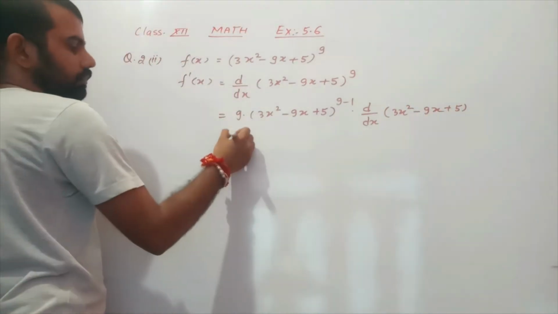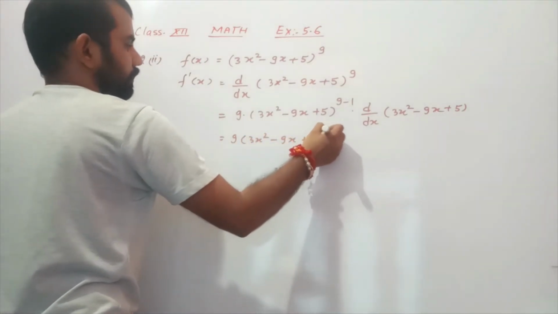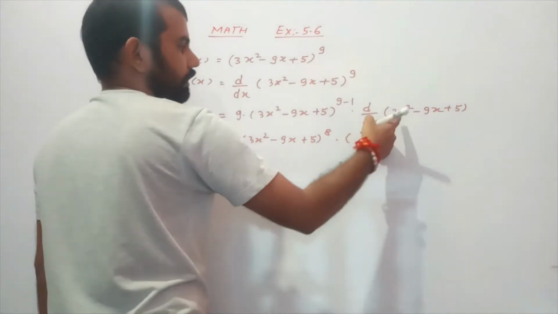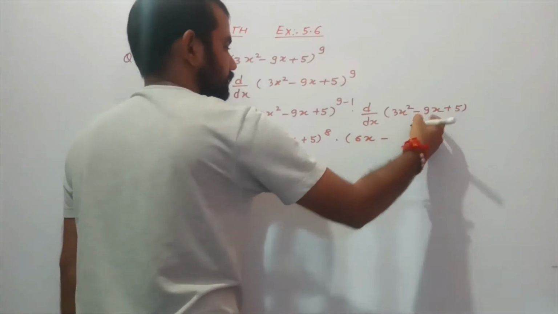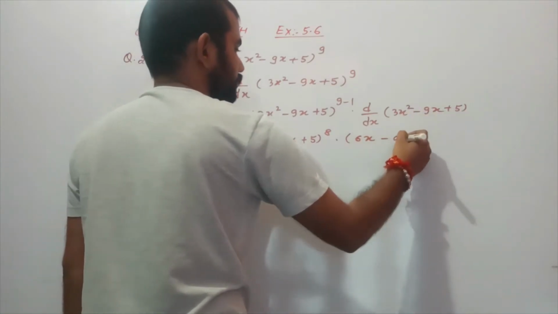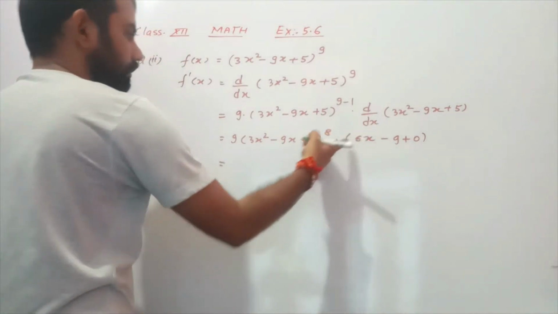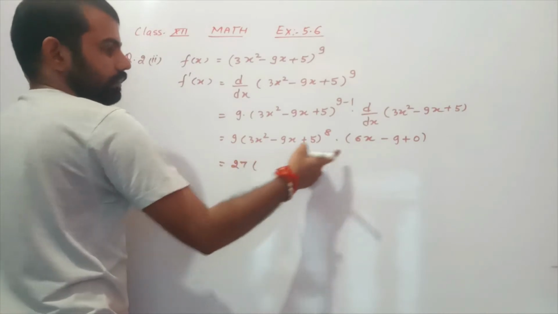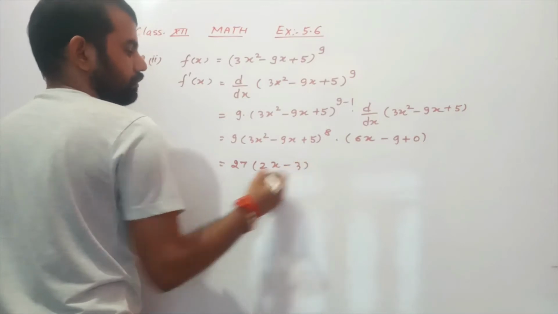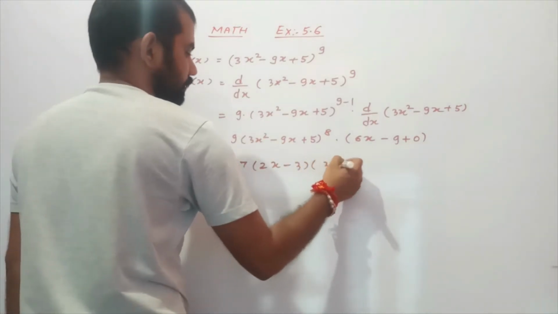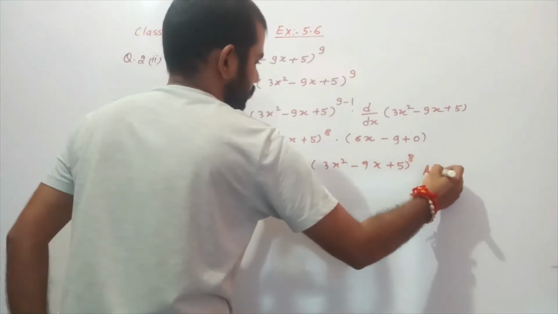This is equal to 9 (3x square minus 9x plus 5) power 8 into, in the bracket, d by dx of 3x square will be 6x, minus 9x will be 9, and 5 will be 0. This implies that 3 is common, 9 3s are 27, and 3 2s are 6, that is 2x minus 3, and this bracket will be (3x square minus 9x plus 5) power 8. This is the answer.